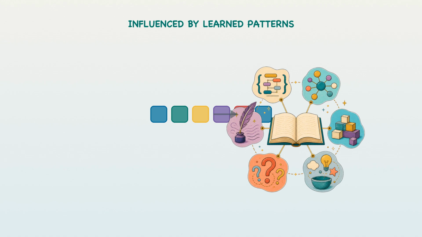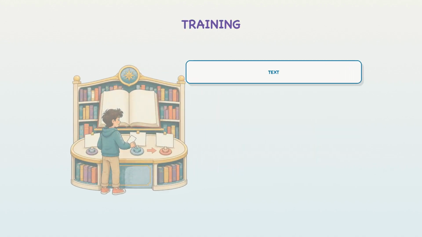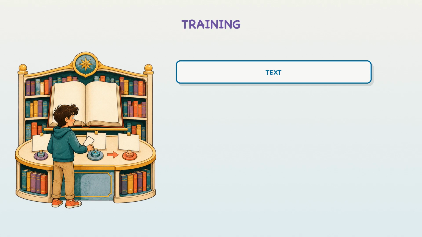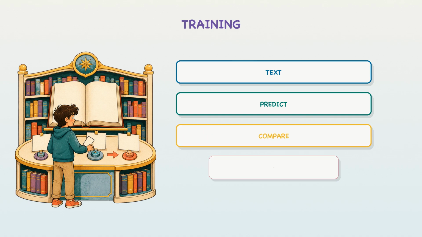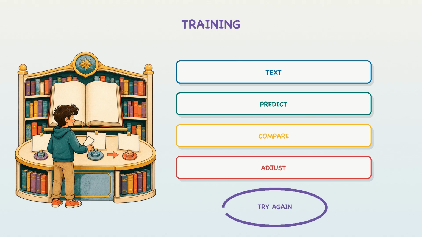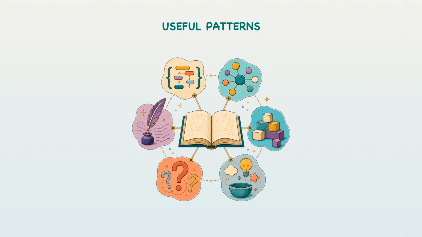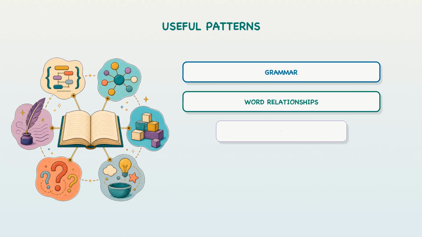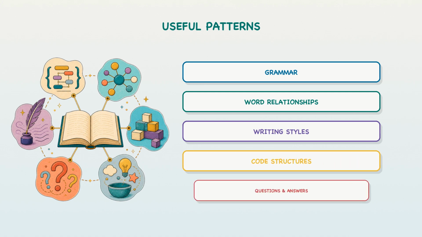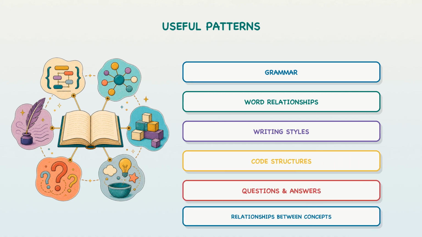Of course, those decisions are not random guesses. They are influenced by patterns the model learned during training. During training, the model sees enormous amounts of text. A piece of text is shown to it, and the model tries to predict what comes next. When its prediction is wrong, its internal parameters are adjusted. Then it tries again, over and over, across an enormous number of examples. Gradually, the model becomes better at predicting language. And to become good at that task, it ends up learning many useful patterns. Grammar, relationships between words, writing styles, code structures, patterns in questions and answers, and relationships between concepts.